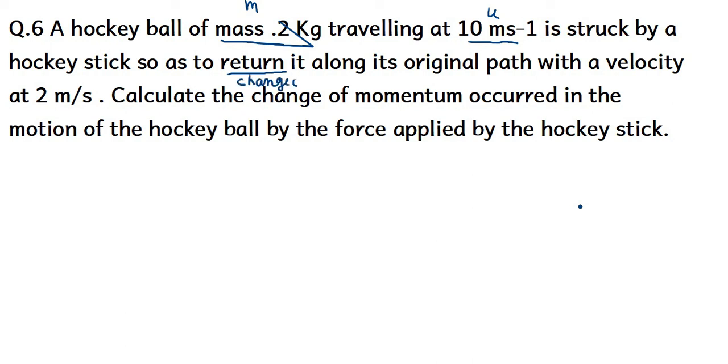If it is returning, that means the ball is changing its direction. This clearly indicates, student, that force is applied in the opposite direction. Am I clear? And gains the path with the velocity 2 meter per second. That means final velocity of the ball is given. Calculate the change of momentum. If the ball is moving with initial and final velocity, it will have different momentum. Okay, we need to find the change of momentum.